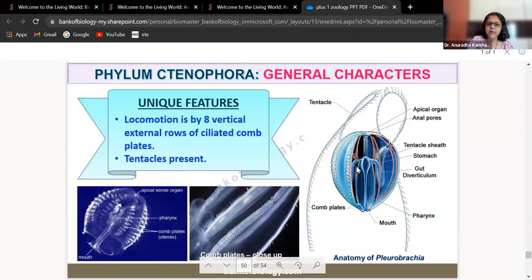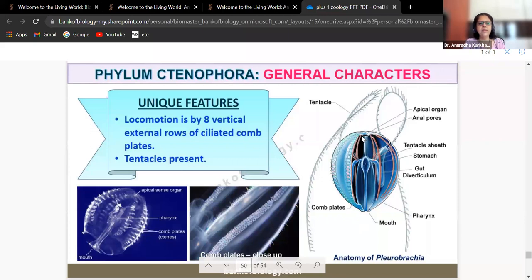So ye aapko yahan par hai na, 1, 2, ye dikhai de rahe. 3, 4, 5, 6, 7 and 8 comb plates आपको दिखाई देंगे vertical row में ciliated comb plates.